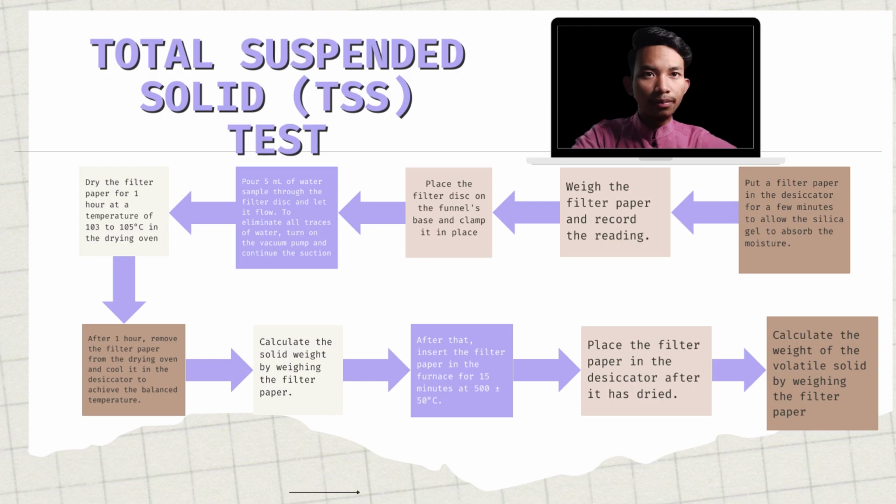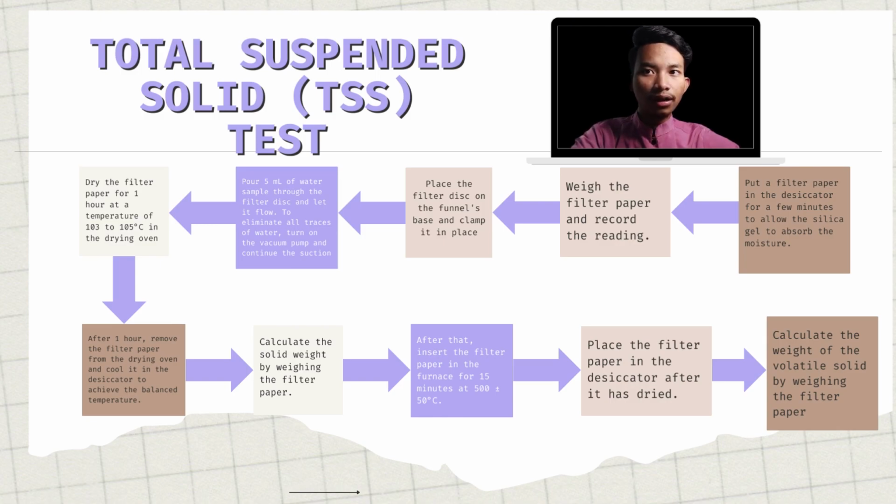Firstly, put a filter paper in the desiccator for a few minutes to allow the silica gel to absorb the moisture. Then weigh the filter paper and record the reading. Place the filter disc on the furnace base and clamp it in place. Pour 5 ml of water sample through the filter disc and let it flow. To eliminate all traces of water, turn on the vacuum pump and continue the suction.